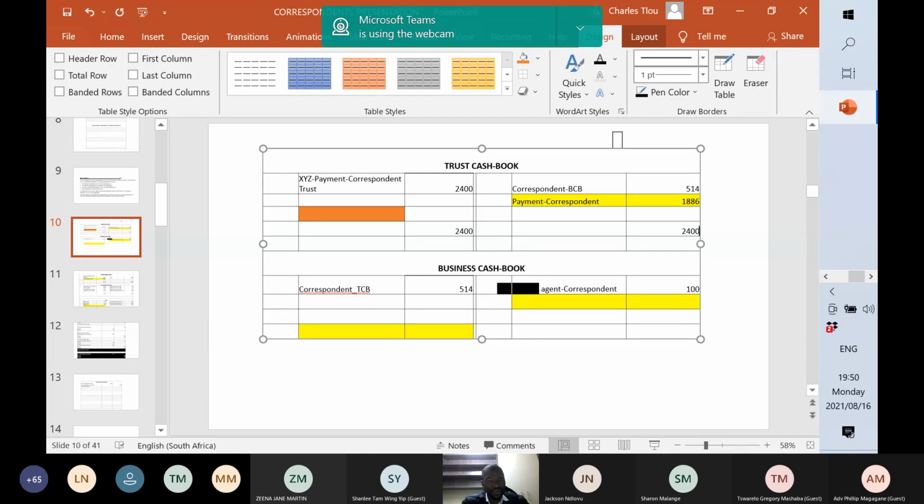And therefore it tells you that our business cash book balances. So not business but trust cash book. 2,400 on the debit and 2,400 on the credit side. Now we come here on our business cash book. So here the debit side, which is the bigger side, is 514.